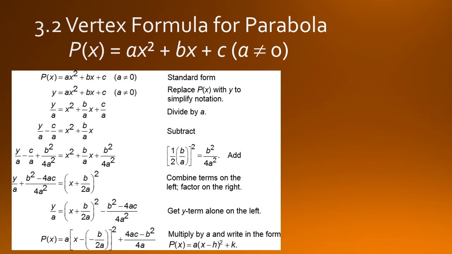Then we combined like terms. We noticed we didn't combine the y over a with that. What we did was we just combined the c over a and the b squared over 4a squared together, gave them a common denominator. So what we have on the left is y over a plus b squared minus 4ac. That kind of sounds familiar. Over 4a squared. On the right, we have factored it. Then we subtract the b squared minus 4ac over 4a squared. And then finally, multiply everything by a.